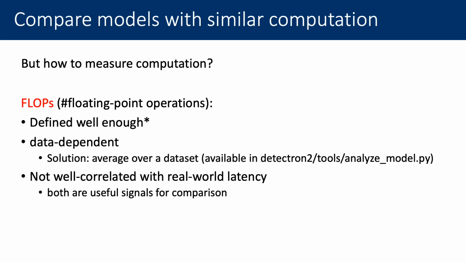It still has a lot of other issues though. One is that flop is often data dependent, especially in object detection where some models by design use more computation when more objects are detected. This situation is very common for R-CNN models. For this, we provide a solution in Detectron2 that basically computes the average flops over a dataset.